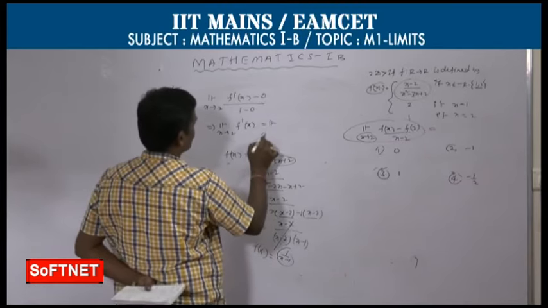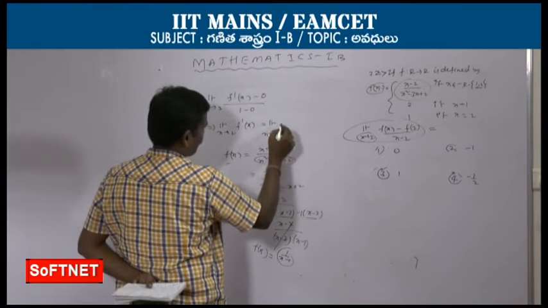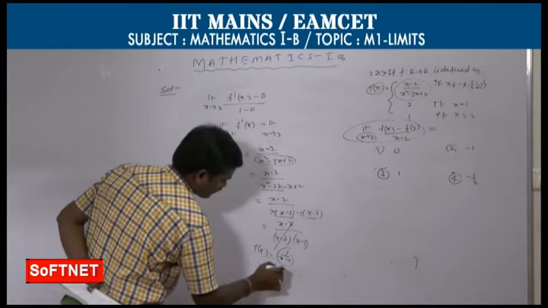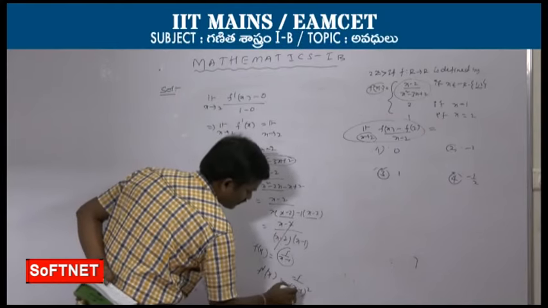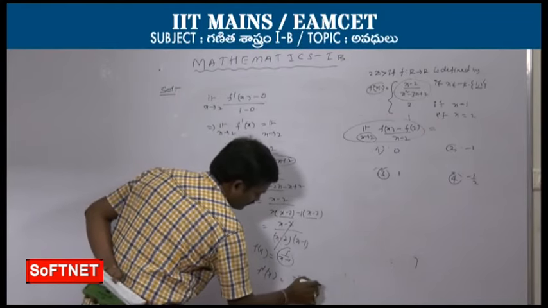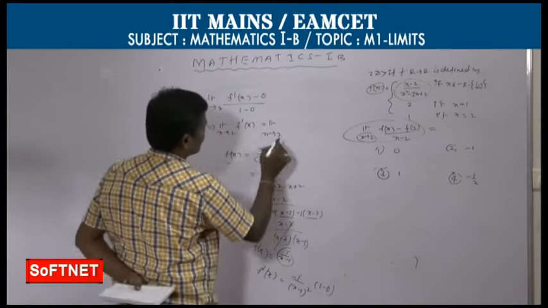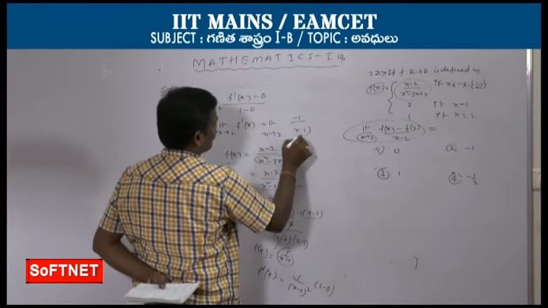So limit x tends to 2. We got f of x, and f dash of x we need to find here only. f dash of x is nothing but what? 1 by x, the derivative is what? Minus 1 by x square. So derivative of x is 1, derivative of minus 1 is 0. So minus 1 by x minus 1 whole square. So this answer is what? Minus 1 by x minus 1 whole square.